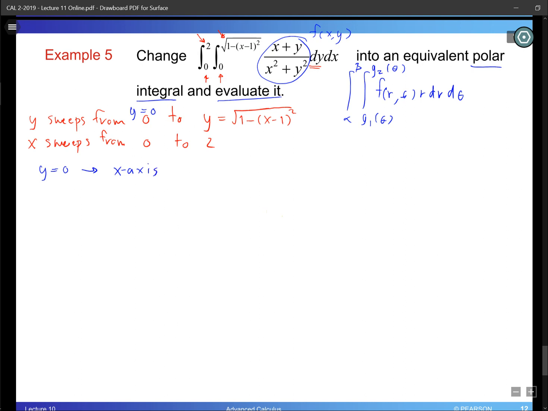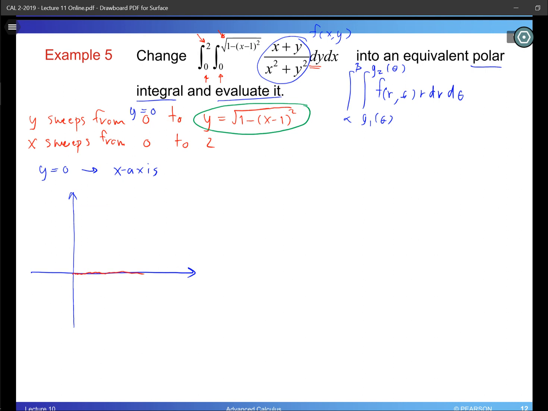Alright, so we are going to draw this graph right here. This y variable is going to start from the x-axis right here. Then it sweeps to this equation, y equal to square root of 1 minus (x minus 1) squared. Well, looking at this, it's kind of hard to determine the shape. So why don't we do something with this?